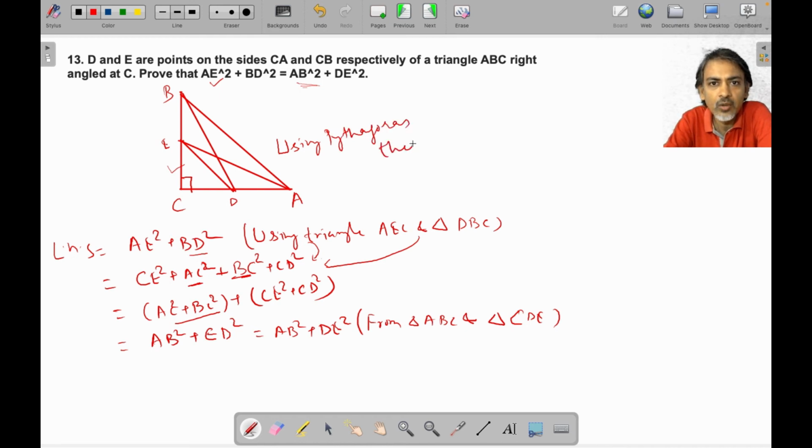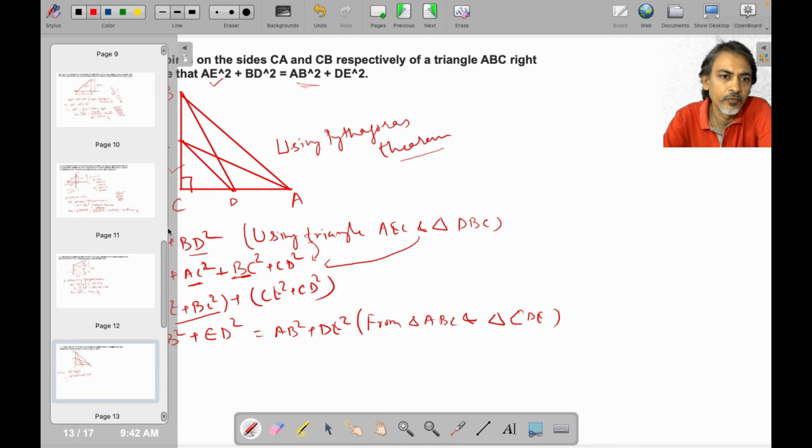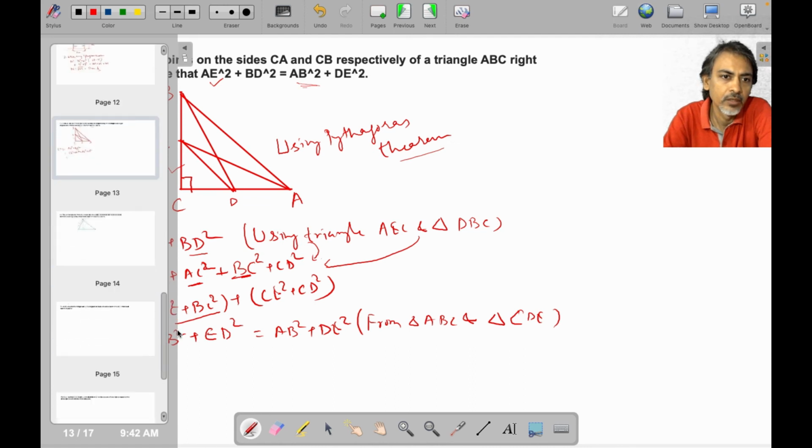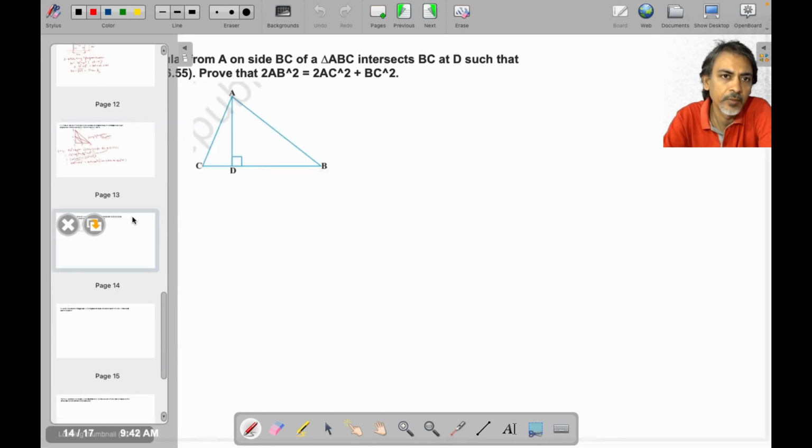So you can see that all these problems are being solved using Pythagoras theorem. All you have to look at is how to make this triangle a right angle triangle. Once you have done it, you look at which is the hypotenuse, which is base, which is height, and then work with that. So this is how you will solve this problem. So let's look at another problem if we can. We do have time. So let's look at this problem as well.